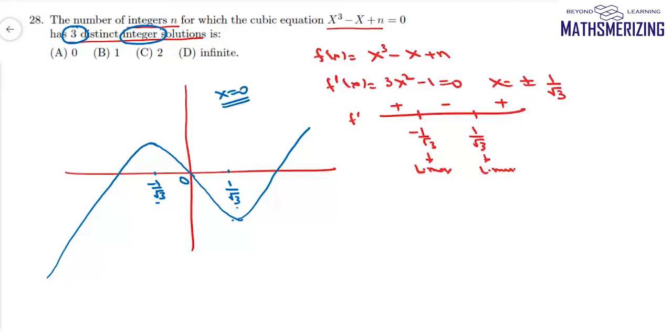So if we take x as 0, then the value of n should be 0. So in that case, we'll get this equation as x cube minus x is equal to 0. So the 3 roots are 0 and plus minus 1, and then there is no other value of n possible. So the number of distinct integral values of n is simply 1. So this equation will have 3 distinct integral solutions only when the value of n is 0, which is your option number B.